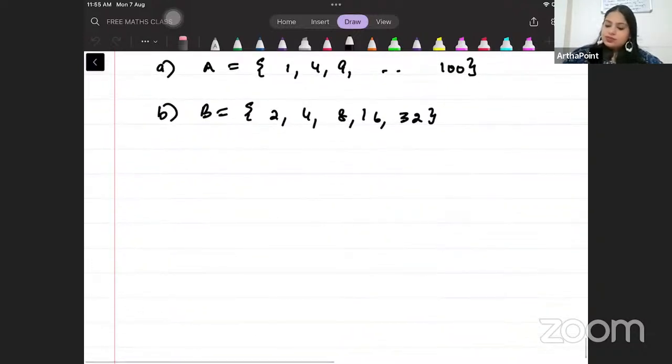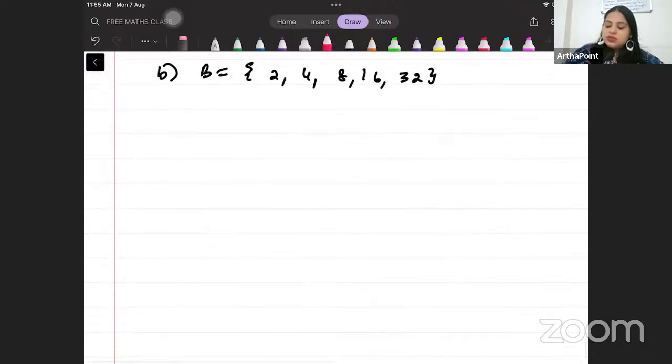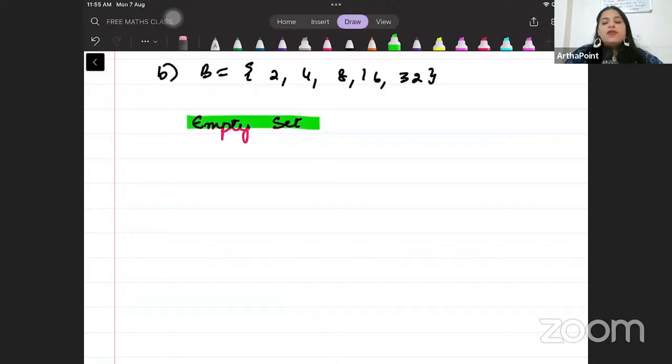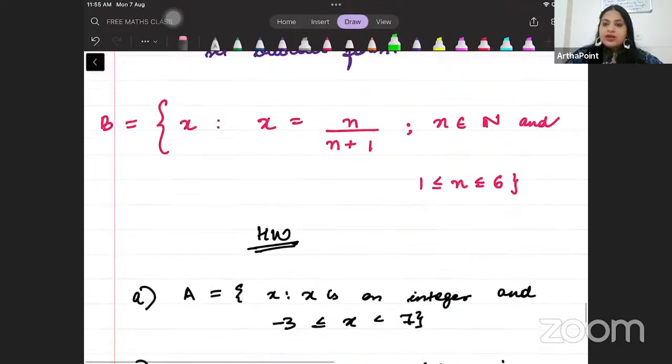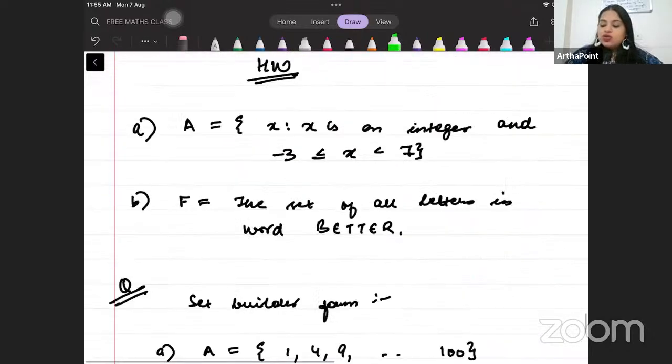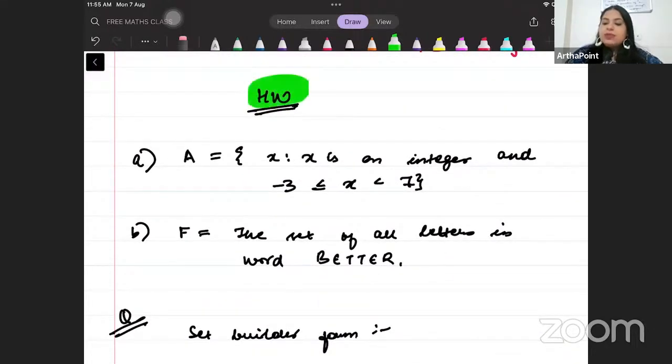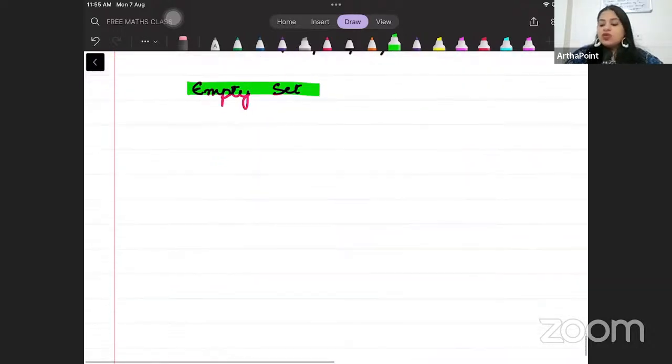So, the topic of the day is empty set. That is what we are going to begin with. For your reference, you can go back to the previous lecture where we started talking about set theory, and we talked about the set builder format and the roster format. I had also given you homework. It will be a good idea if you do the homework on the same day. Okay, beta. Now let us talk about empty set.